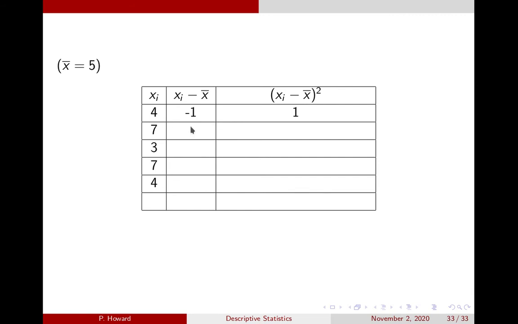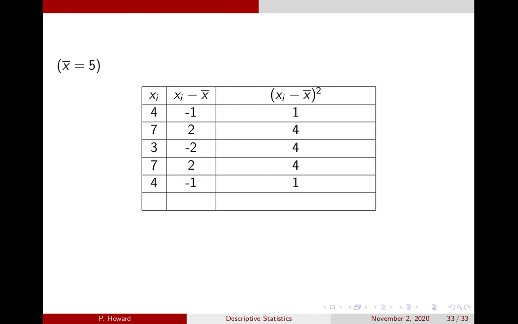Okay, here we are doing 7 minus the mean. 7 minus 5 is 2. Squaring 2 gives you a 4. 3 minus the mean. 3 minus 5 is minus 2. Squaring minus 2 gives you 4. 7 minus the mean is 2. We've done this calculation before. 2 squared is 4. 4 minus the mean is 4 minus 5 is minus 1. Minus 1 squared is 1.